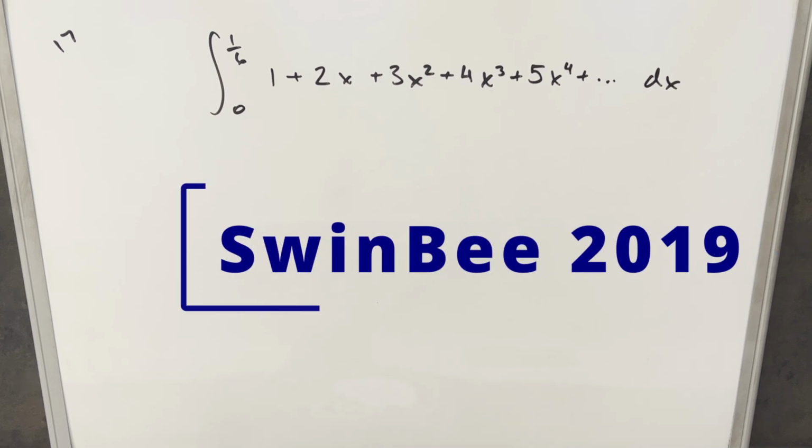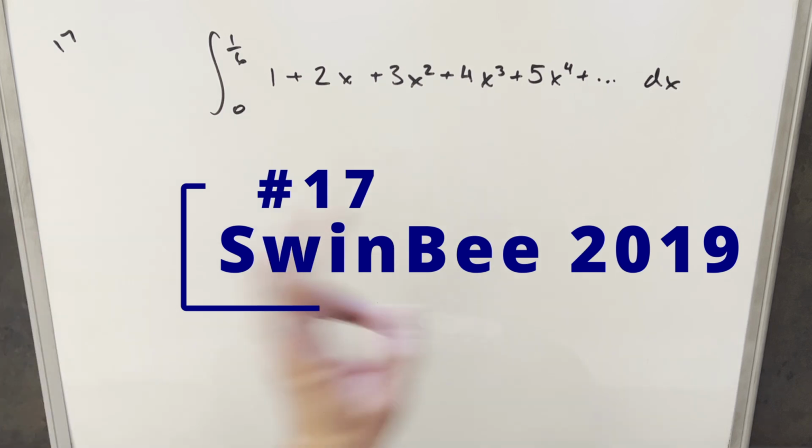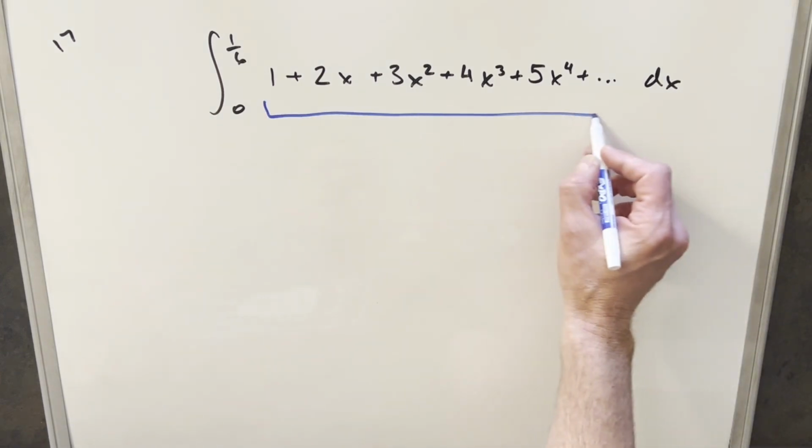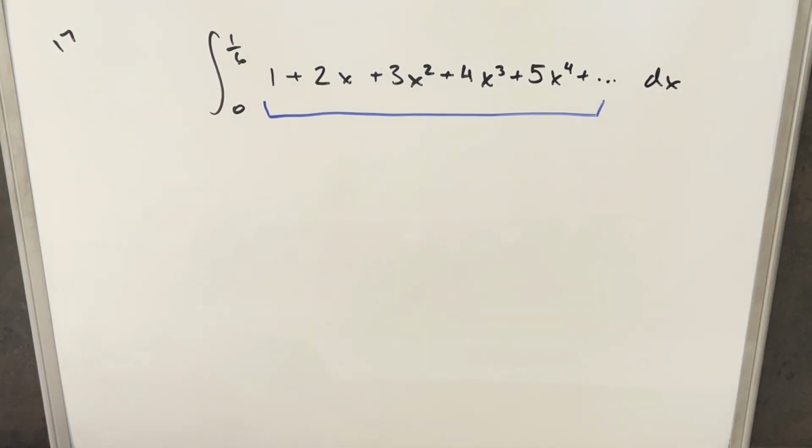Okay, we have here a pretty weird looking integral from the SwinBee 2019. This is problem 17. We have the integral from 0 to 1/6 of 1 plus 2x plus 3x squared plus 4x cubed on to infinity dx. Now on one hand this is very simple because this is all a big polynomial, just power rule. But the troubling part here is that this goes on forever. So let's just go ahead and integrate this thing and see where it goes.